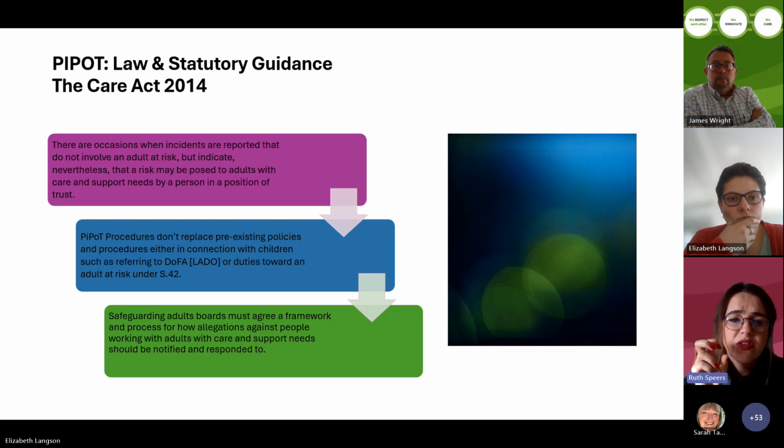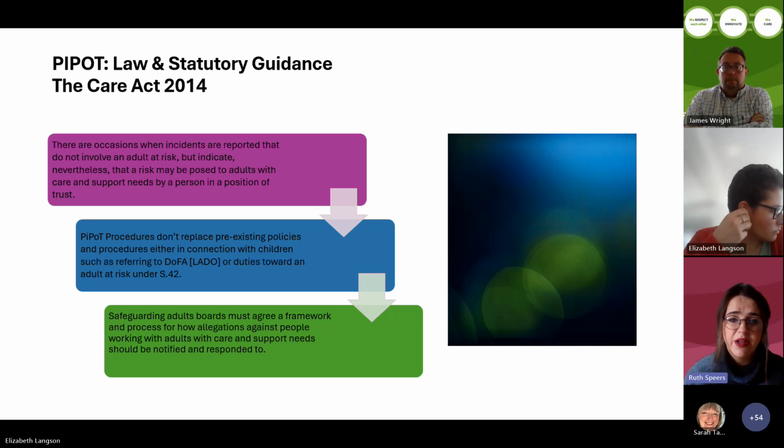I think it's also worth reiterating that obviously if concerns meet the statutory safeguarding criteria, which we know is section 42(1) of the Care Act, duties under section 42 of the Care Act need to be adhered to. So just don't forget about those two.